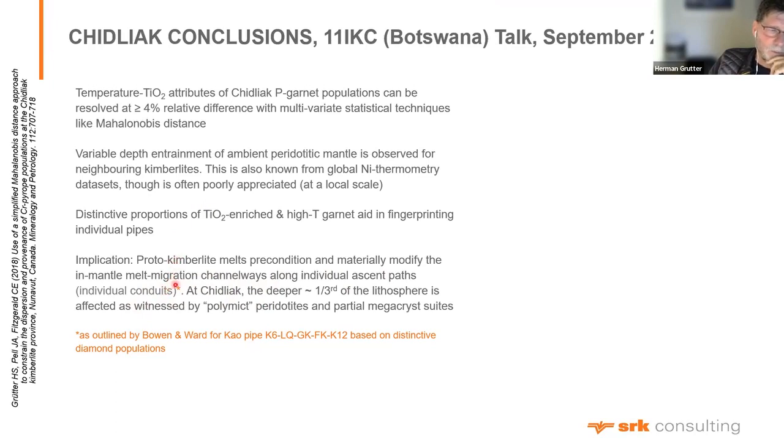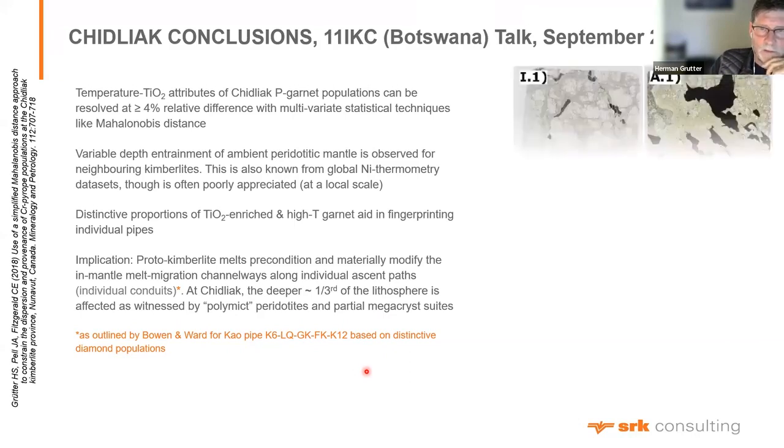This is basically the same statement as was made by Debbie Bowen and John Ward for Carl, based on their K6LQGKFKK12 differentiation, but they did the differentiation in a different manner. They basically used distinctive diamond populations. I'm just using distinctive garnet populations, but it's the same story. At Chidliak, it turns out the deeper one-third of the lithosphere is affected by this protokimberlite melt pathway, as witnessed by polymict peridotites, and Andy would be pleased to know, partial megacryst suites. We see partial developments of megacryst suites along different melt channelways.